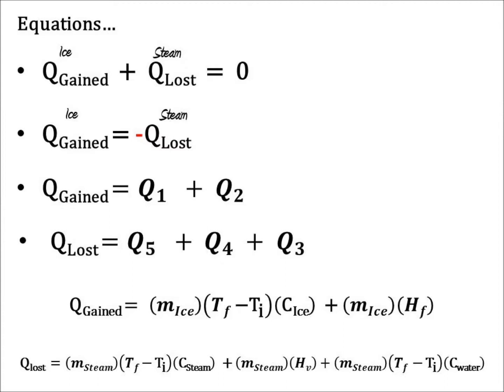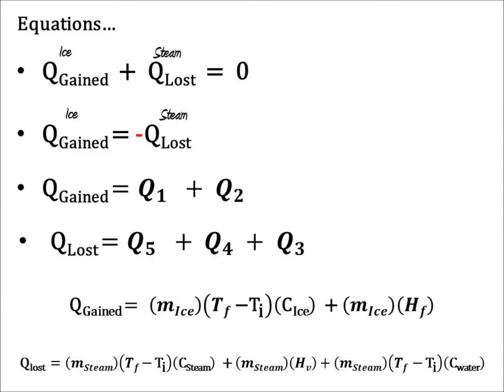And then the heat gained: Q1 is the mass of the ice times the change in temperature of the ice times the specific heat capacity of the ice, plus the product of the mass of the ice, 1 kilogram, times the heat of fusion, which is 80 kilocalories. And then the heat lost by the steam is given in Q5, Q4, Q3.